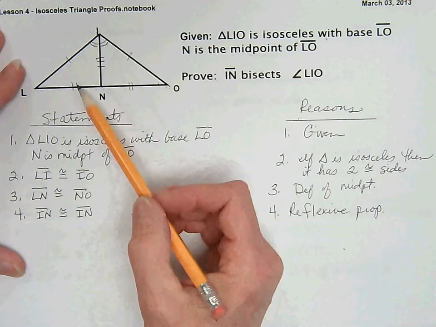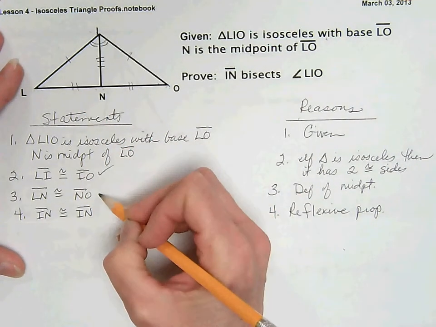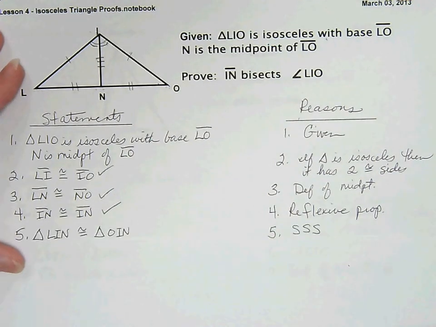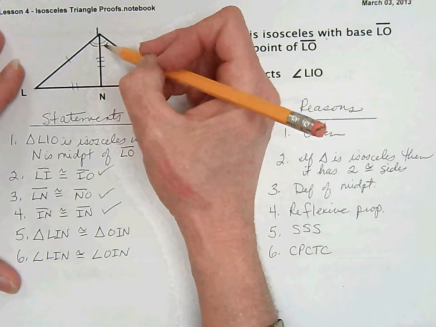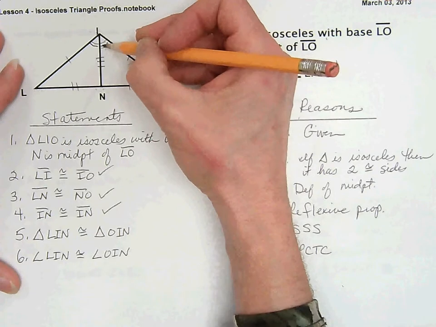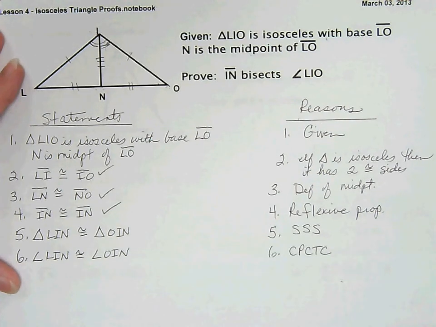So now you have stated segment, segment, segment, side, side, side. So now you can state that those triangles are congruent by the side, side, side postulate. And you can state that this angle, LIN, is congruent to OIN, to this angle, because of CPCTC. Corresponding parts of congruent triangles are congruent.